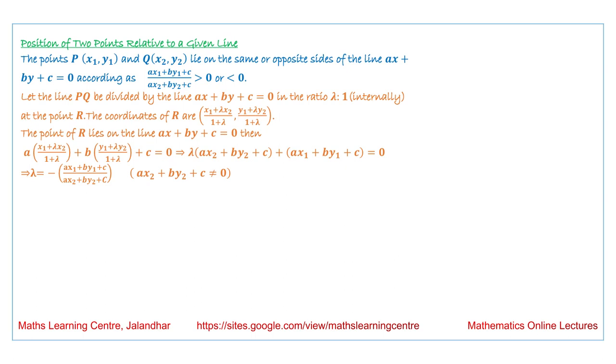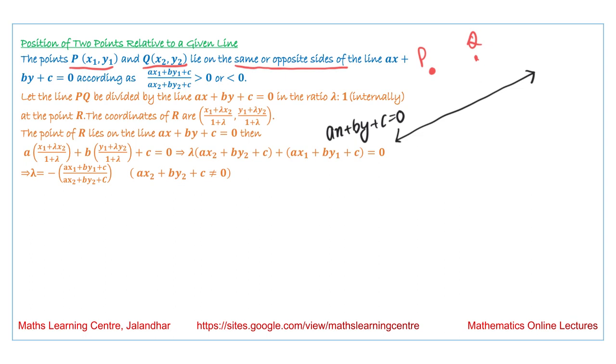Now next we have to calculate the position of 2 points relative to a given line. We are saying this is a line given to us, and the equation of this line is ax plus by plus c is equal to 0, and we are talking about 2 points P and Q. Their coordinates are (x1, y1) and (x2, y2), and we have to find whether they lie on the same or opposite side of the line. We have different conditions: P and Q lie on the same side, or P and Q lie on the opposite sides of this line.